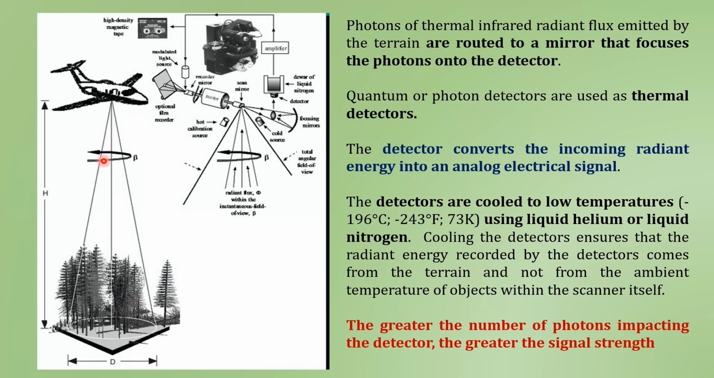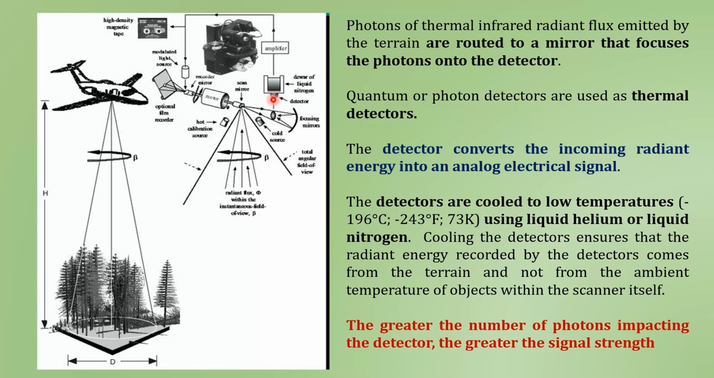During the scanning, the photons of the thermal infrared radiant flux which are emitted within the instantaneous field of view are routed to a focusing mirror that focuses the photons onto the detector. In thermal remote sensing, quantum or photon detectors are used as the thermal detectors, and these detectors convert the incoming radiant energy into an analog electrical signal. As you can see, within the scanning system, there is a hot calibration source and a cold calibration source. As the temperatures of these sources are known, the system calibrates itself using the known temperature values.